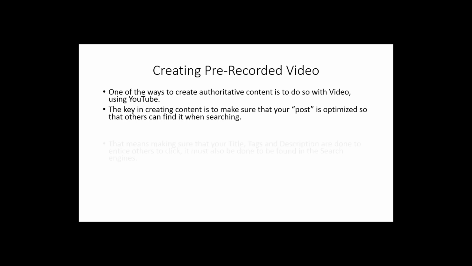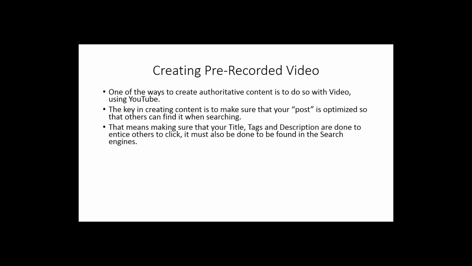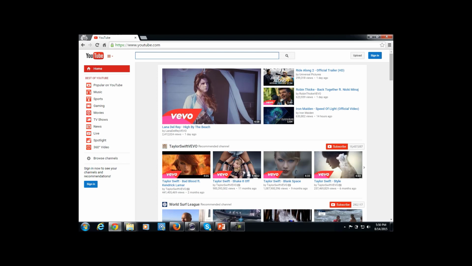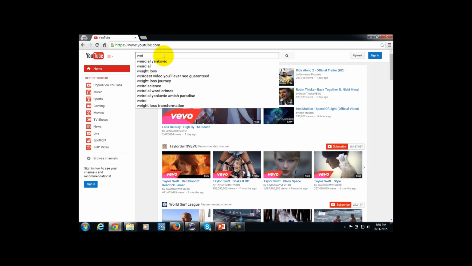Now, what does that mean? That means that your title, your tags, and your description for your video are done to entice others to click on the one hand, but on the other hand, they must be created in a way so that people can find it inside of the search engine or inside of YouTube. And you can see that very easily when you go to YouTube and type in a particular phrase. Maybe you might type in your keyword.